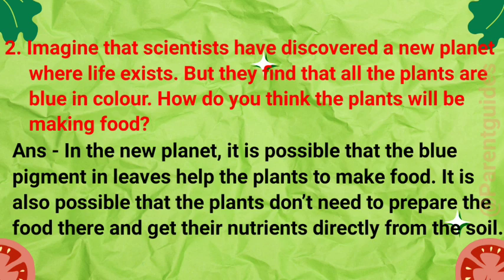2. Imagine that scientists have discovered a new planet where life exists, but they find that all the plants are blue in color. How do you think the plants will be making food? Answer. In the new planet, it is possible that the blue pigment in the leaves helps the plants to make food. It is also possible that the plants do not need to prepare the food there and get their nutrients directly from the soil.